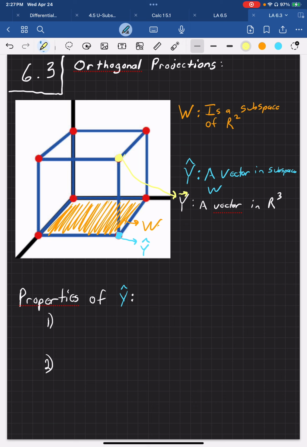Now I've kind of already demonstrated this for you, but what I wanted to say is there must be a unique vector in your subspace W for which this vector y is orthogonal to the entire subspace W.